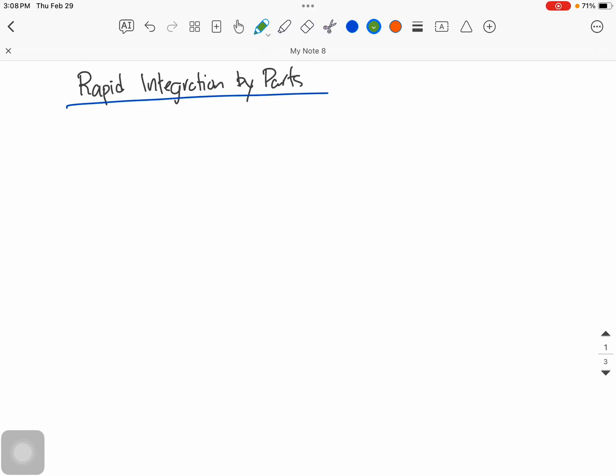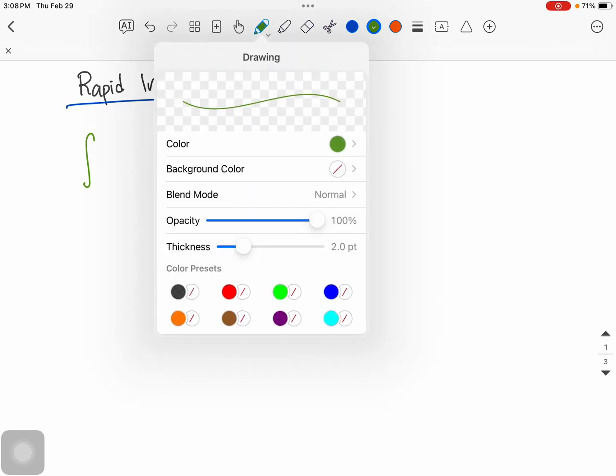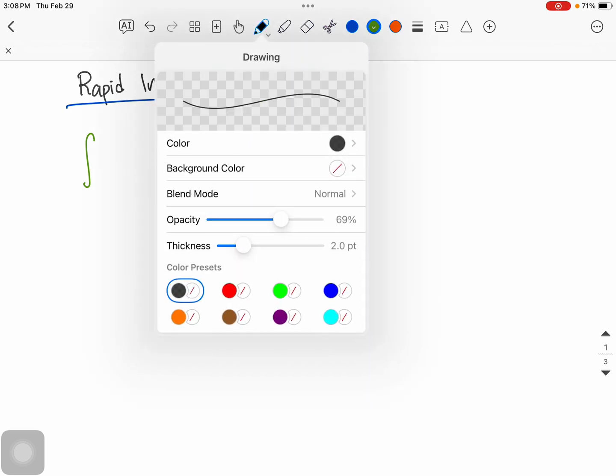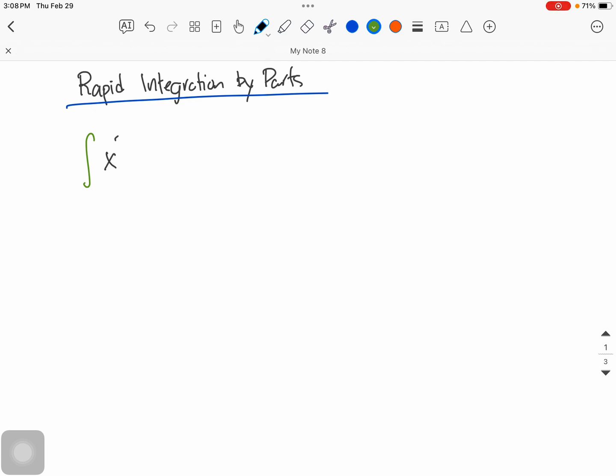All right, back by popular demand, rapid integration by parts. So here we go. Rapid integration by parts is essentially when you have an integration by parts problem that requires you to do integration by parts within integration by parts.